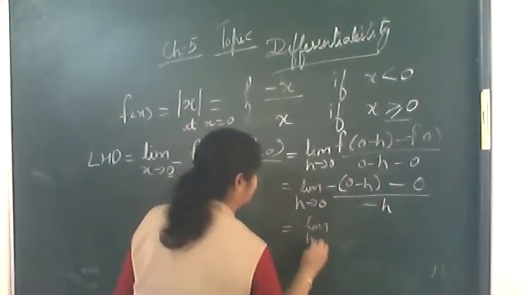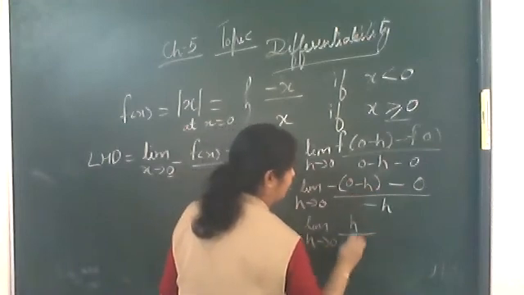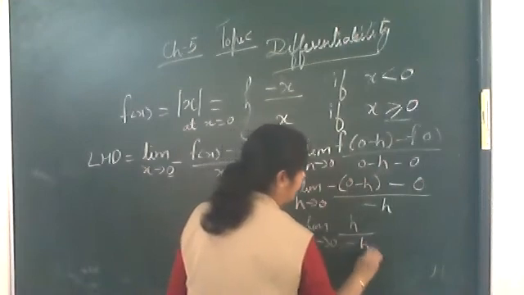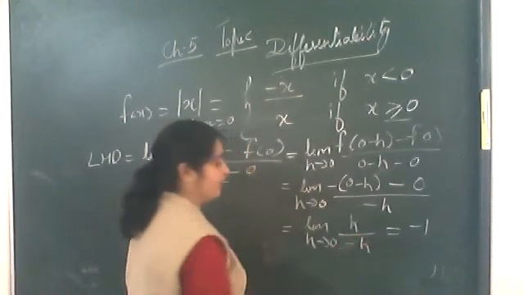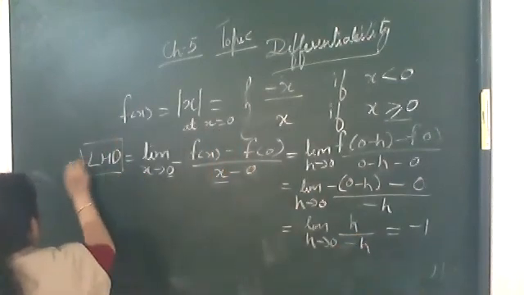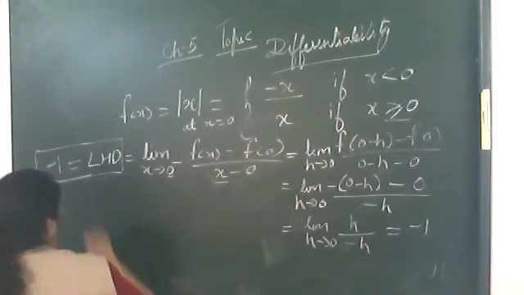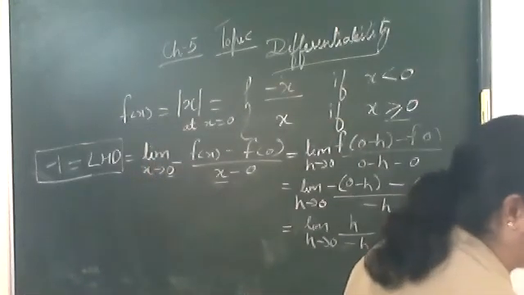This will be equal to the limit h tending to 0 of (minus minus plus h) upon minus h. 0 will not have any value. So minus into minus plus h upon minus h is equal to minus 1. This will get cancelled. You will get the value minus 1. So your LHD is equal to minus 1. Clear? Now we will calculate RHD.